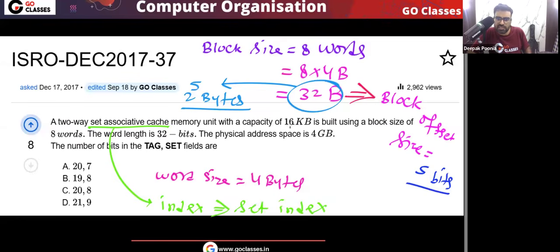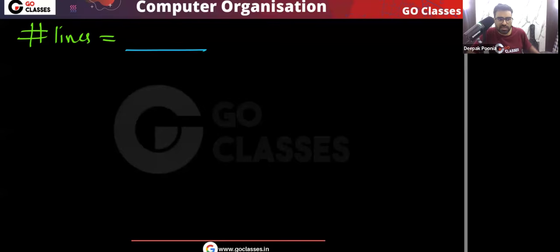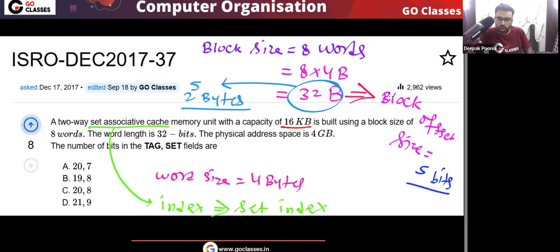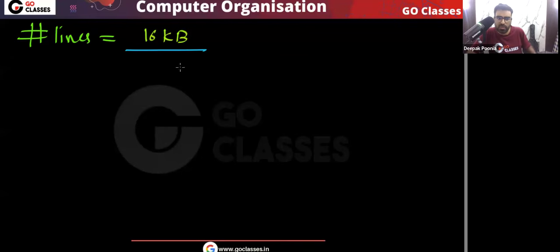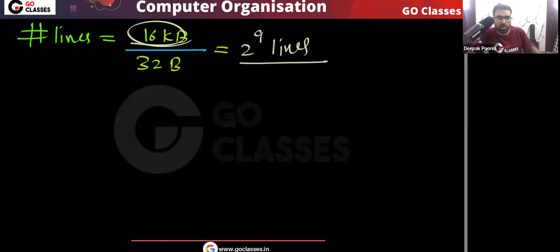So what is the cache memory size? That is 16 KB. This is the cache memory size, 16 KB, divided by the line size, that is block size. Block size is 2 power 5 bytes, or I can say 32 bytes. So here you can see it will be 2 power 9 lines, because here you have 2 power 14 divided by 2 power 5, that is 2 power 9 lines. So these many lines we have in the cache memory, but we need to find the number of sets.